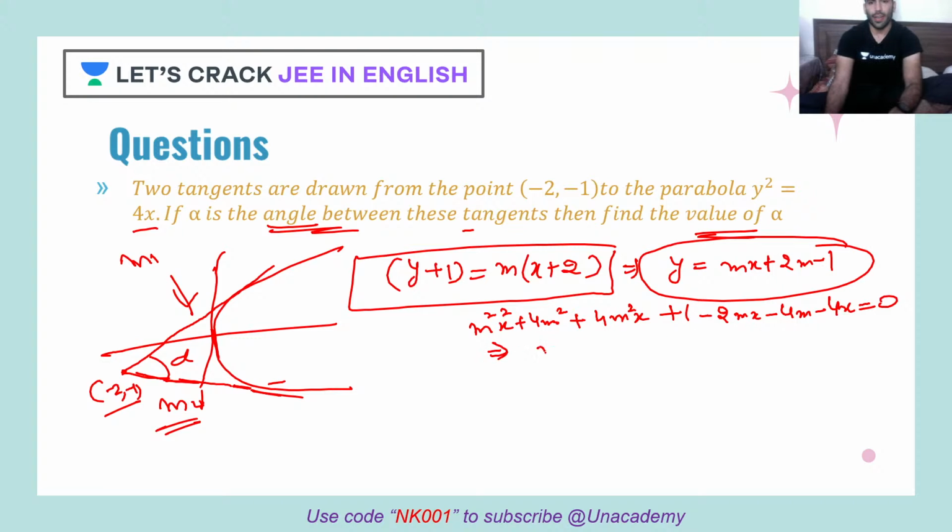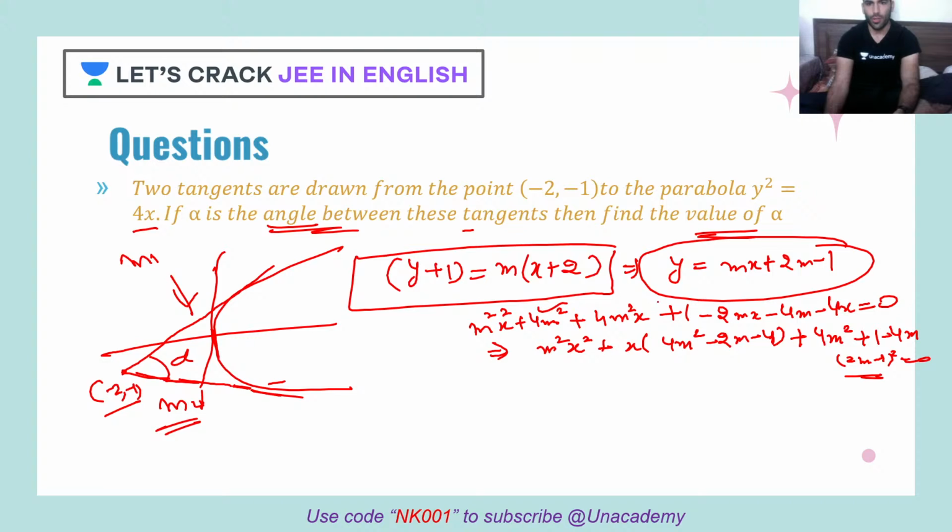So I can write it like this: m square x square. I can take x common, so it becomes 4m square minus 2m minus 4, right? And now I can write in the constant terms. So 4m square plus 1 minus 4m. It seems as if I have written 2m minus 1 whole square is equal to 0.